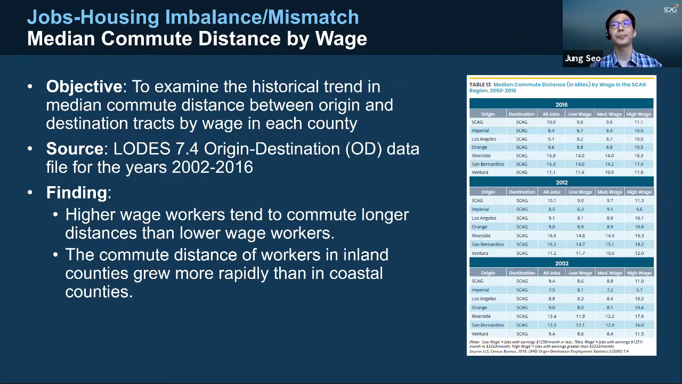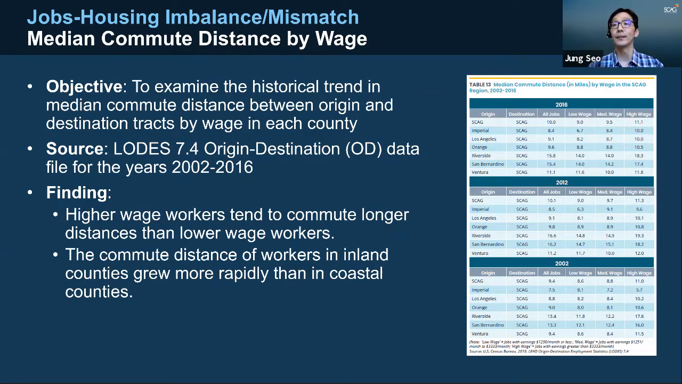And also we examine the historical trend in median commute distance by wage using the census LEHD LODES data file for the years 2002, 2012, and 2016. So we aggregated the LODES block level data to the census tract level to estimate the median commute distance between the origin and destination tracts by wage in each county in the SCAG region.